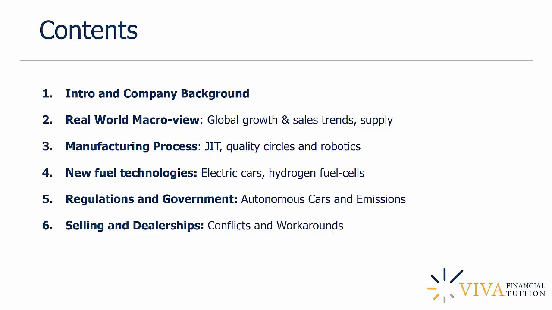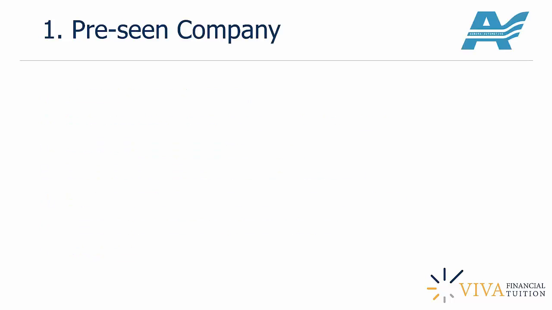Section 6 then, we're going to focus on the dealership side. We're going to look at the selling of cars and the nature of the relationship between car manufacturers and dealerships. It can be quite controversial, can be quite fraught in many ways, and we're going to look at these issues in some detail. And that will bring us then to the end of the industry analysis. So let's begin with the pre-scene company.